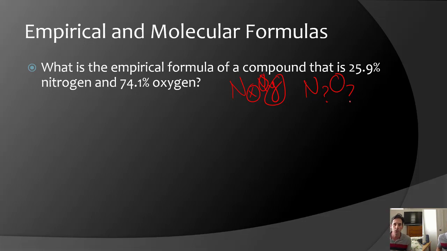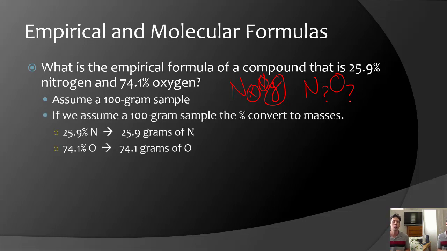So the first thing we're going to do is assume a 100-gram sample. When we do that, instead of thinking of the percentages of each one of the elements, they are now grams of each one of the elements, okay? And so instead of it being 25.9% nitrogen, it's now 25.9 grams of nitrogen. Instead of it being 74.1% oxygen, it is now 74.1 grams of oxygen. Because if I add this up, this is 100 grams of the compound, which is also 100% of the compound.